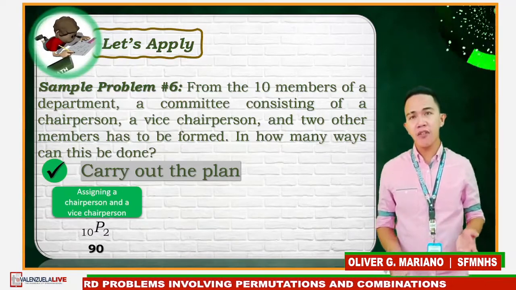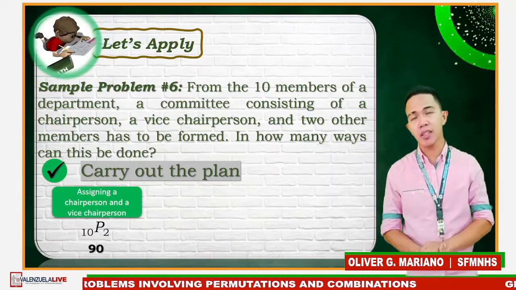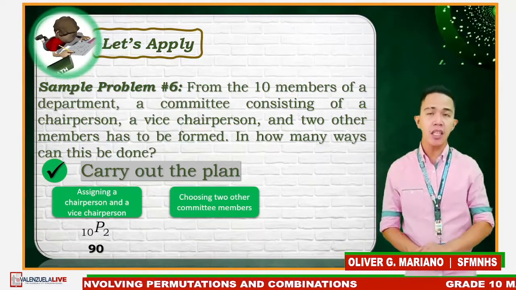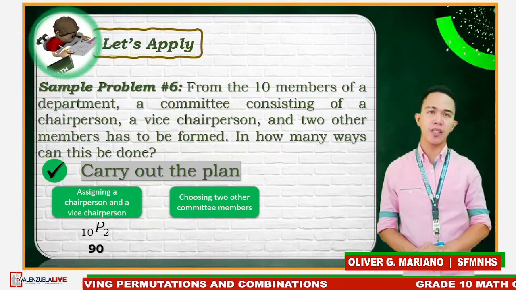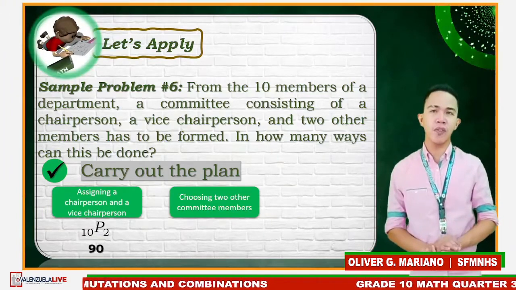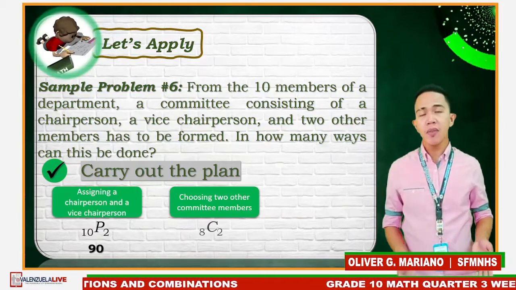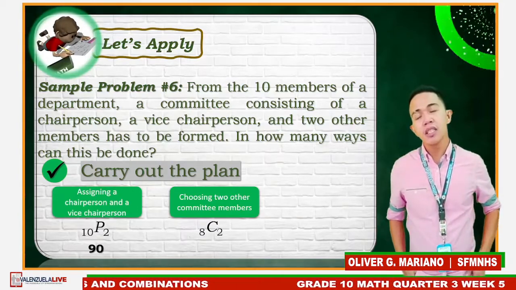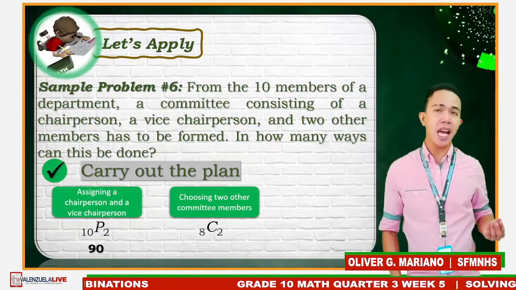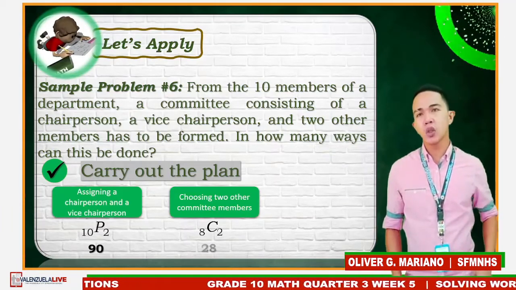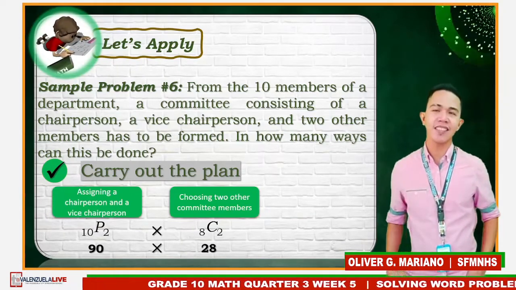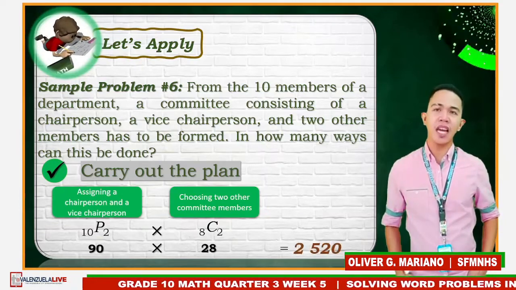Next, after we have assigned the chairperson and vice chairperson, we now proceed to choosing the 2 other committee members. At this point, we only have 8 members to choose from. Consequently, we solve for the combination of 8 taken 2 at a time, which has a value of 28. Multiplying, we obtain 2,520.